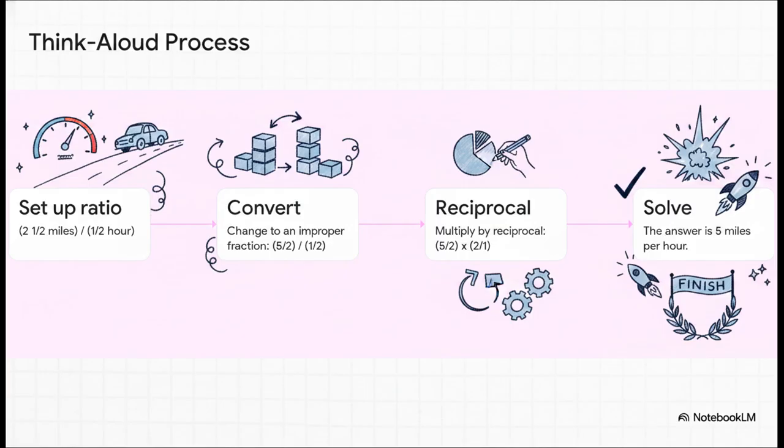But working with a mixed number is messy, so step 2, I convert that 2.5 into an improper fraction, which is 5 halves. Now I've got 5 halves divided by 1/2. Step 3 is that crucial inverse operation. To divide by a fraction, we multiply by its reciprocal. So 5 halves times 2 over 1. Multiply across the top to get 10, across the bottom to get 2, and 10 divided by 2 is 5. Step 4, our answer is 5 miles per hour.